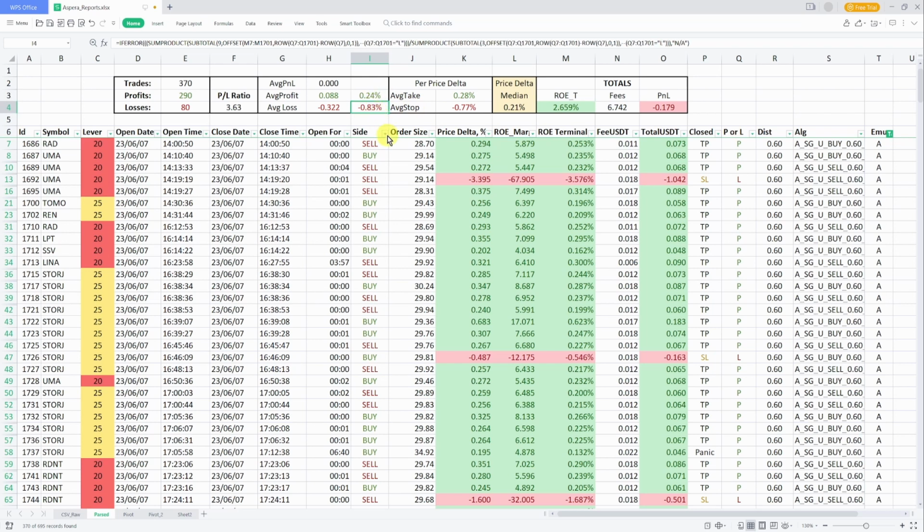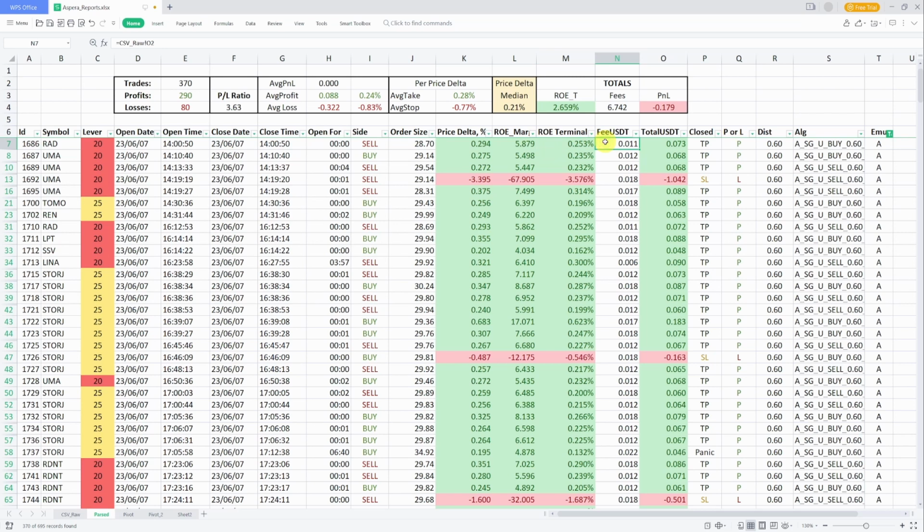it's this, minus 0.83. And these are just the USDT numbers, but they're here more or less for information only because of the varying order sizes. It's not really a good indicator. Now right here I have something similar, but not exactly. And why is that? Well, here this takes the ROE terminal, which already takes into account the fees.